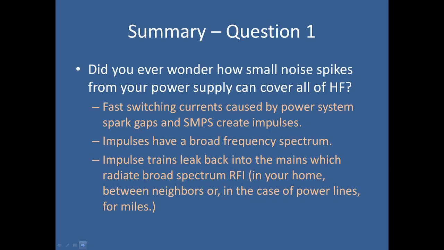I'd summarize the question. Did you ever wonder how small noise spikes from your power supply can cover all of HF? Well, fast switching currents caused by power system spark gaps and switch mode power supplies create impulses of a broad frequency spectrum, and the train of impulses leaks back into the mains, which radiates broad spectrum RFI in your home or between neighbors, or in the case of power lines, it can reach for miles. So that's where they come from.